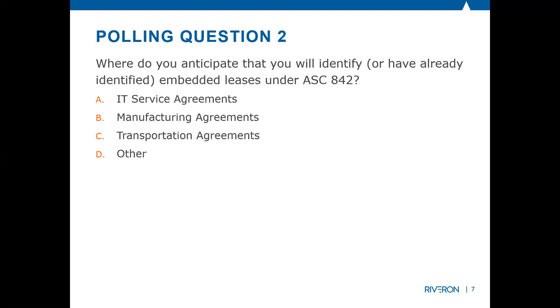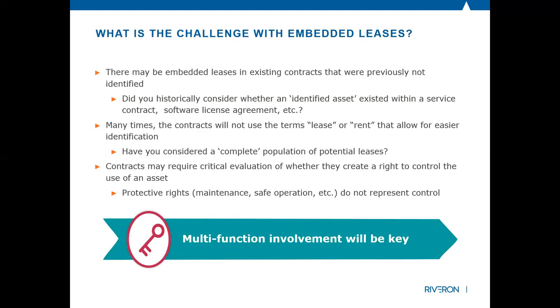All right, so moving on to the next slide, we're going to get into a little bit more detail behind the challenges of identifying embedded leases. We've reviewed the definition of a lease, obviously, and some culprits of where to find embedded leases. But now let's discuss additional specifics surrounding the challenges of identifying them. Historically, did you consider whether an identified asset existed within a service contract or software license agreements? Most likely not, especially when it comes to the service side of things. Again, like we spoke about earlier, many times contracts do not use terms like lease or rent to allow for easier identification.